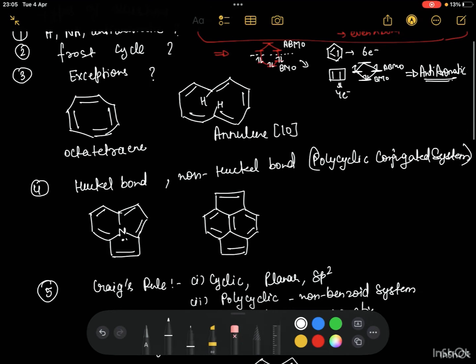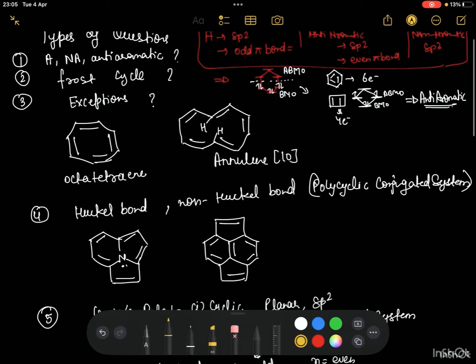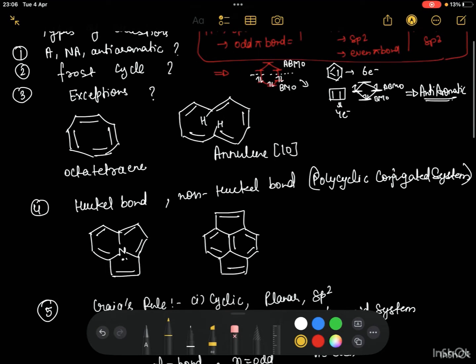Now there are some exceptions here. This one is octatetraene. The examiner will ask whether octatetraene is an aromatic, anti-aromatic or non-aromatic compound. So you have to see. According to the rules, all carbons have sp2 hybridization. How many pi bonds are there? 1, 2, 3, 4, so 4 pi bonds. That means it should be anti-aromatic.